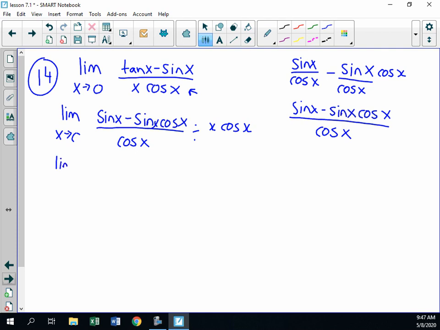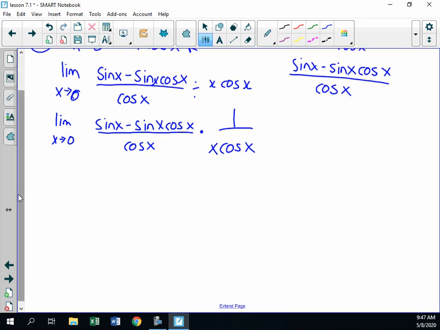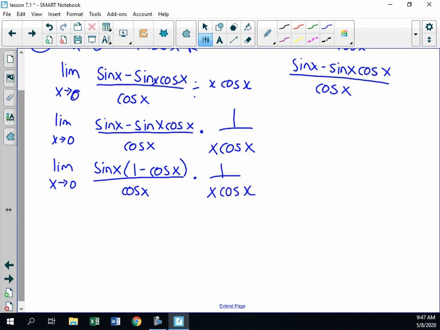So I reciprocate and multiply. I get sine x minus sine x cos x over cos x times 1 over x cos x. You can see probably where we're headed. We're going to factor the limit as x approaches 0. Take out that sine x. You're left with 1 minus cos x over cos x times that 1 over x cos x. Okay, so here I can write this as sine x, 1 minus cos x, all over x cos squared x.